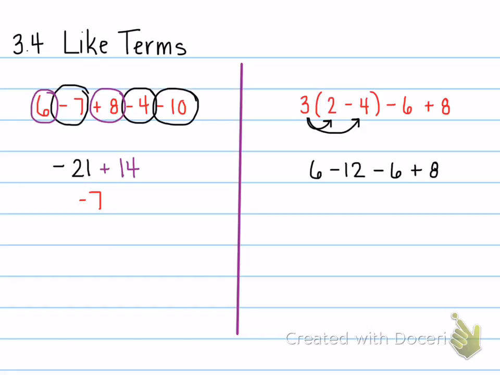Now I have an expression just like the last one. I have 2 negatives. I have -6 and -12. Those two together make -18. And I have +6 and +8, which is +14. And then -18 and +14 give you -4. So basically, we're going to take these same ideas and we're going to put variables in it. The variables are what we're going to be able to use to talk about like terms.